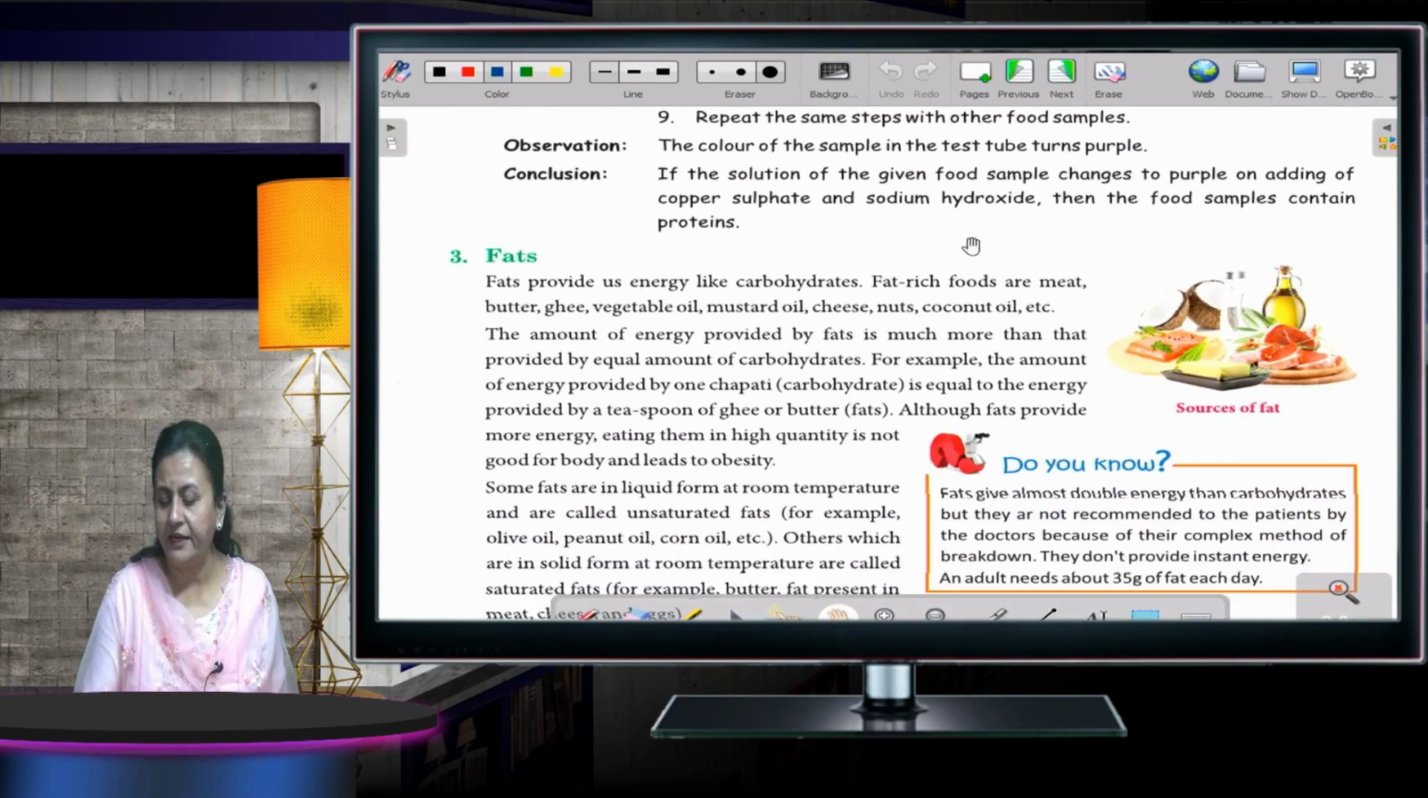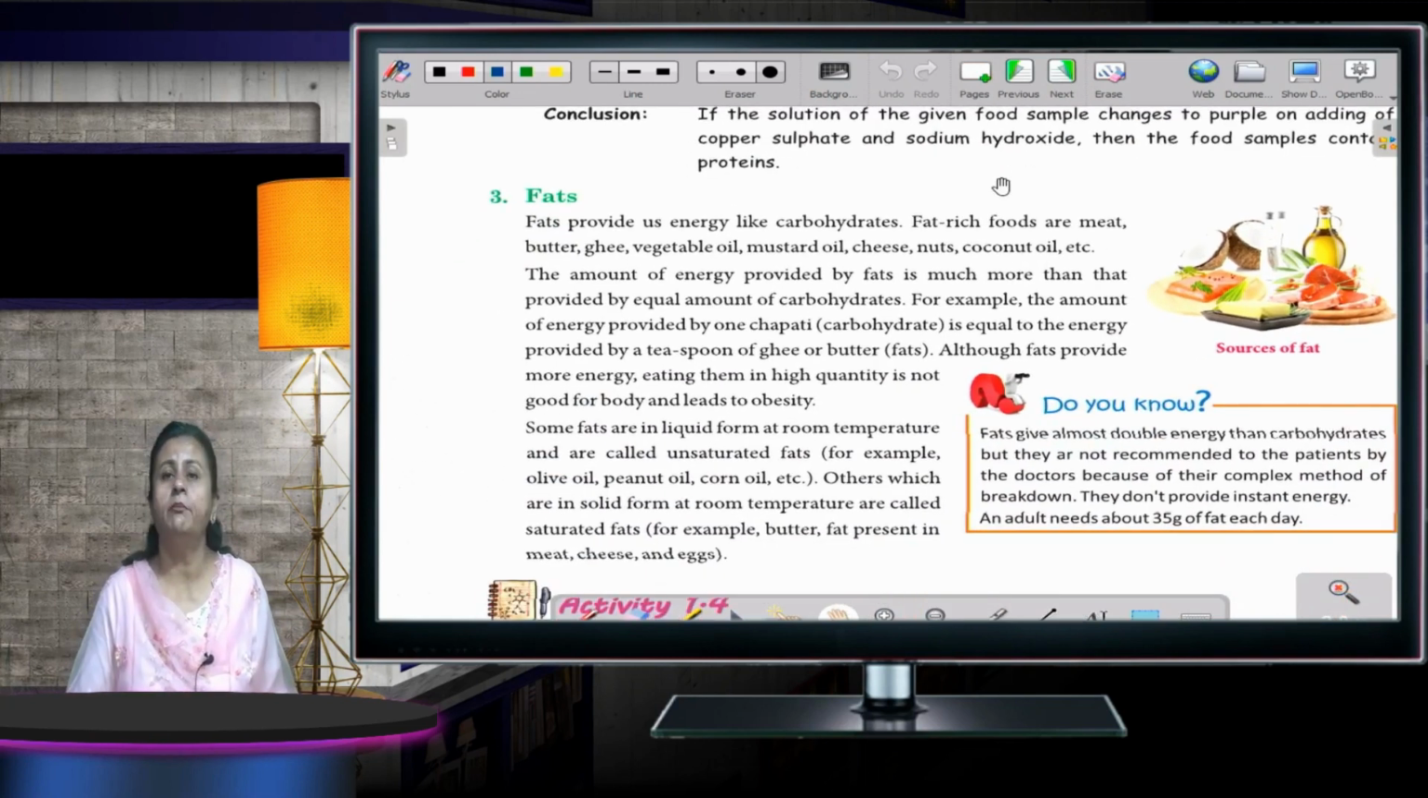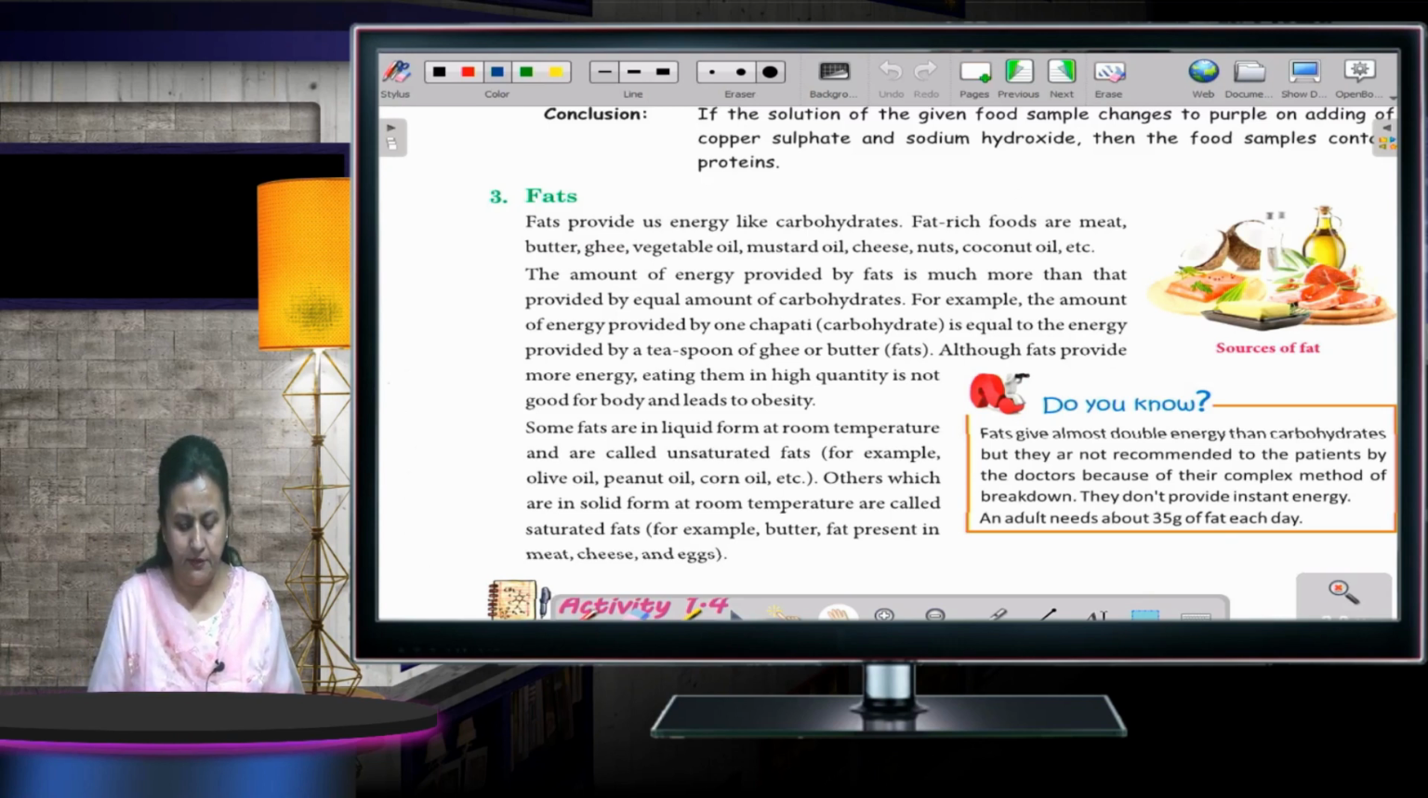We'll talk about fats. First, I have spoken about carbohydrates. Carbohydrates, what did they do? They provided us energy. Proteins, what did they do? They help in the repair of our torn out tissues. Now we'll talk about fats.